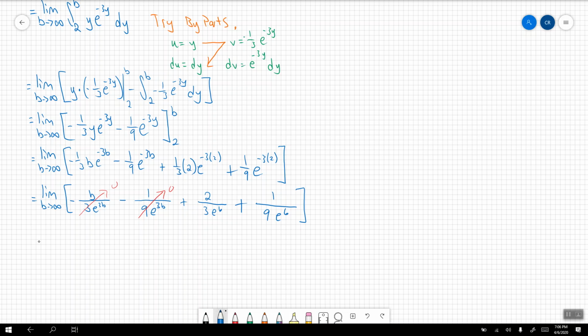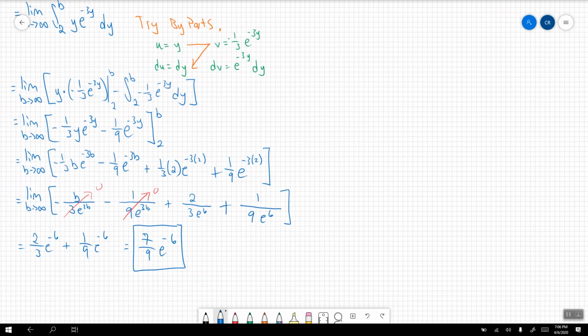So what are we left with once we evaluate that limit? We're just left with these two values. All right, well, let's see. That's 2/3, and I'm going to rewrite this as e to the power of negative 6, plus 1/9 e to the power of negative 6. That means I can go ahead and add these values. So that's going to be 3 and 3, that's 6. Perfect. So that's going to be 7/9 e to the power of negative 6. There's our answer. So this integral is convergent.